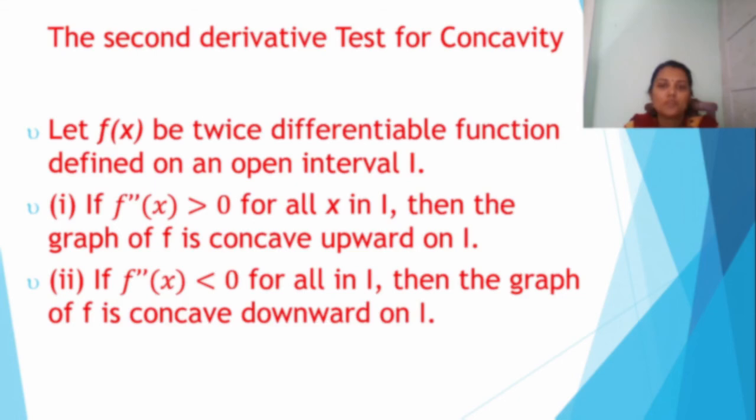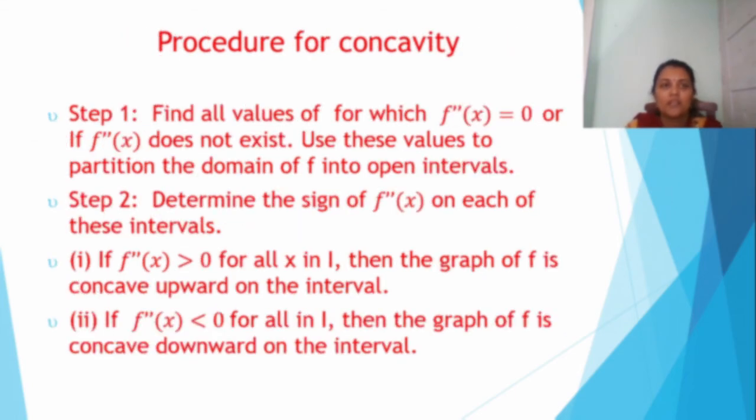So the second derivative test for concavity. Let f of x be twice differentiable, defined on an open interval I. Then if f double dash x is greater than 0 for all x in I, then the graph of f is concave upward on I, and if f double dash x is less than 0 for all x in I, then the graph of f is concave downward on I.